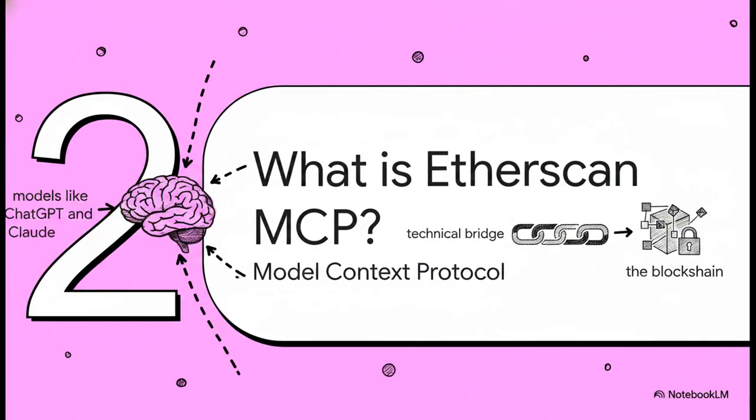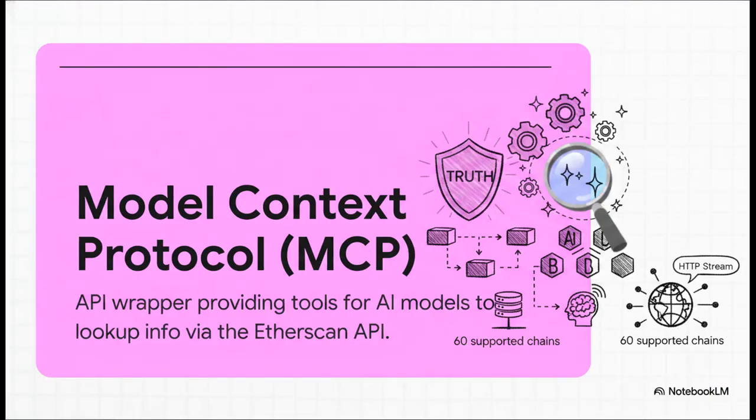Section 2. What is Etherscan MCP? Okay, let's break this down. The Model Context Protocol, or MCP, is essentially an API wrapper standard. Think of it as a highly specialized translator, a truth filter, if you will, for your AI. It gives your AI model a predefined list of tools it can call to look up verified information right through the Etherscan API. Etherscan actually hosts a streamable HTTP MCP server just for this. And what's absolutely incredible here is that it's not just locked to Ethereum mainnet. This protocol connects your AI to over 60 supported chains.